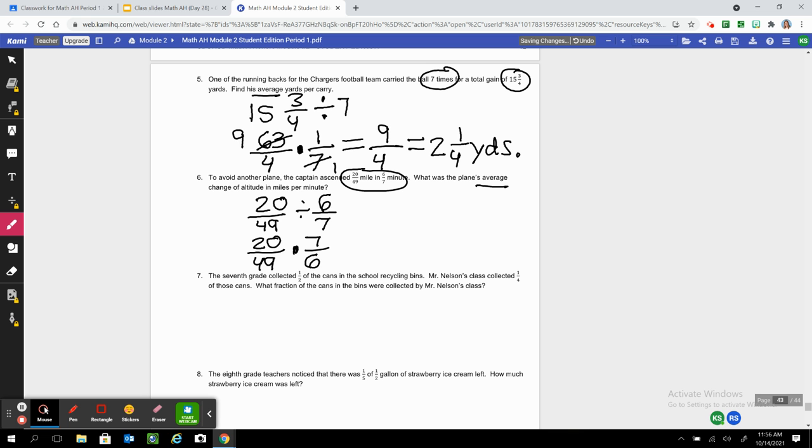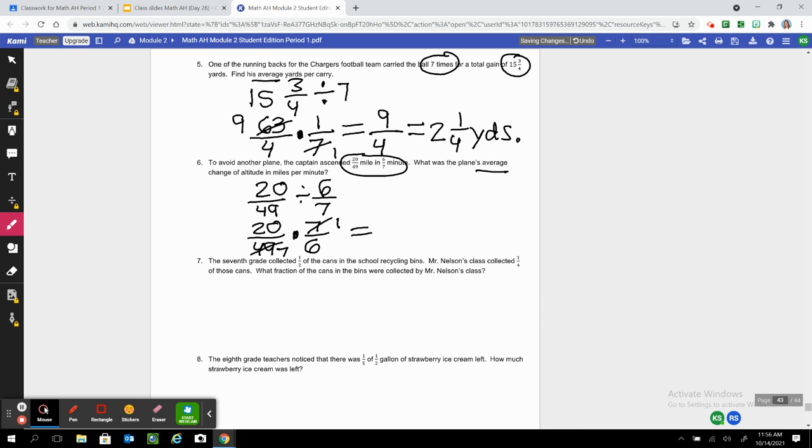I do notice that there's some common factors in the diagonals. For instance, 7 is divisible by itself once, 49 is divisible by 7 times. I also notice that 6 and 20 also are both divisible by 2. So if I divided 6 by 2, I could replace it with 3. And if I divided 20 by 2, I could replace it with 10. So I have 10 times 1 is 10. And 7 times 3 is 21. So the plane changed altitude by 10 over 21 miles per minute.